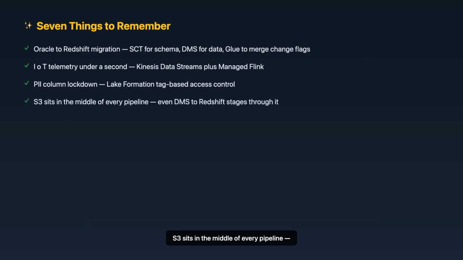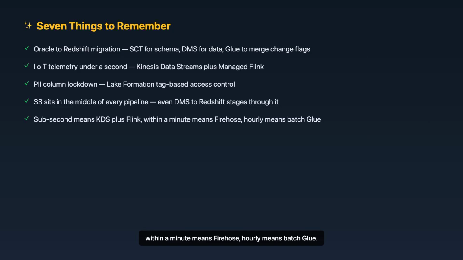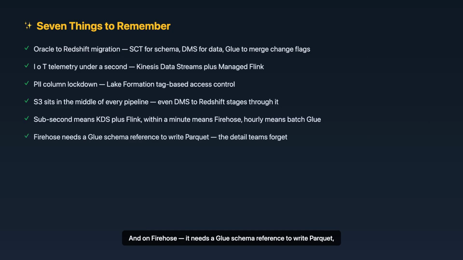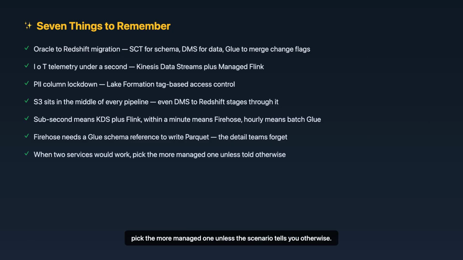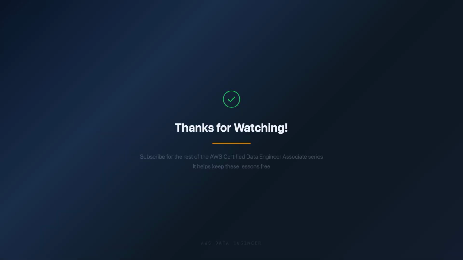S3 sits in the middle of every pipeline, even DMS to Redshift stages through it. Subsecond means KDS plus Flink, within a minute means Firehose, hourly means batch Glue. And on Firehose, it needs a Glue schema reference to write Parquet, that's the detail teams forget in production. When two services would both work, pick the more managed one unless the scenario tells you otherwise. One video, 5 templates, every combination covered. That wraps up end-to-end pipeline architectures, putting it all together.